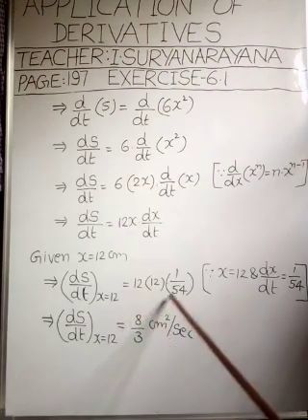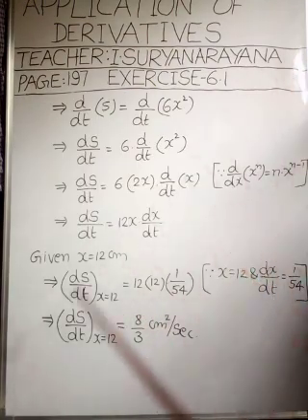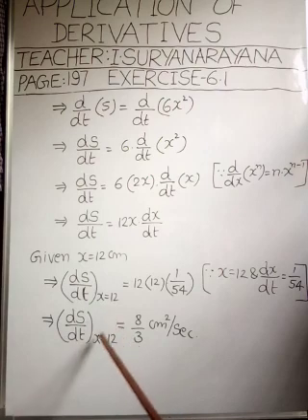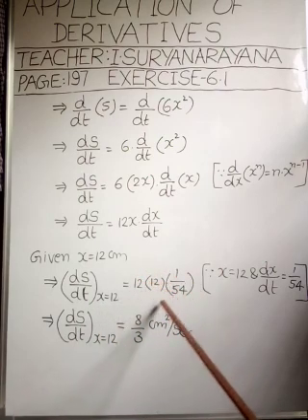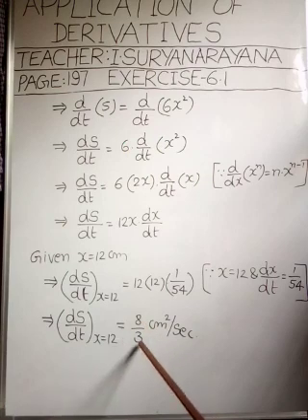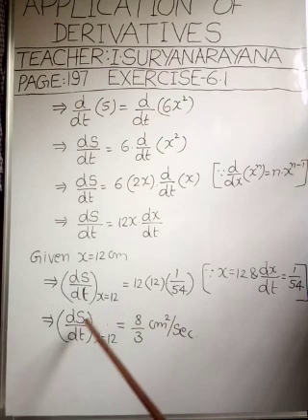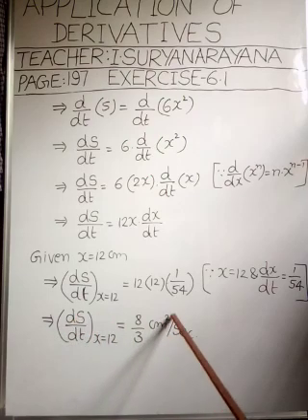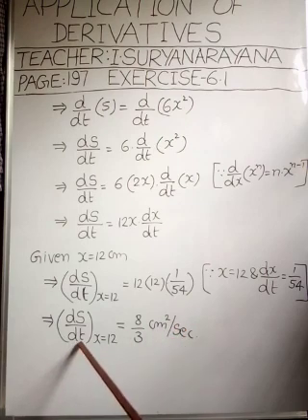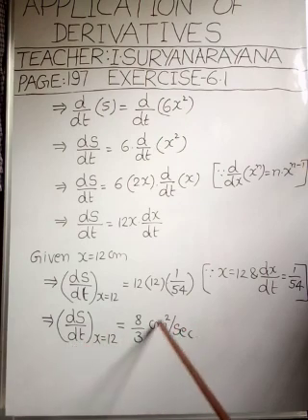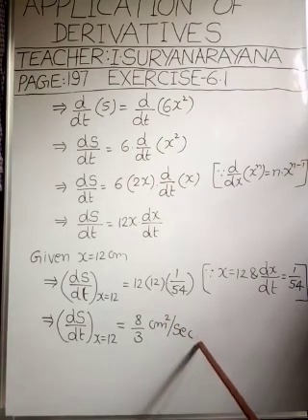RHS. Understood this step, my children? Right. This implies ds by dt at x is equal to 12 is equal to, by simplifying these numbers, we get 8 by 3. We got numerically 8 by 3. After that, we had to write units. What are the units to denote surface area? Centimeter square. So centimeter square per, what are the units to denote time? Seconds. So centimeter square per second. Understood this statement, children? Right.